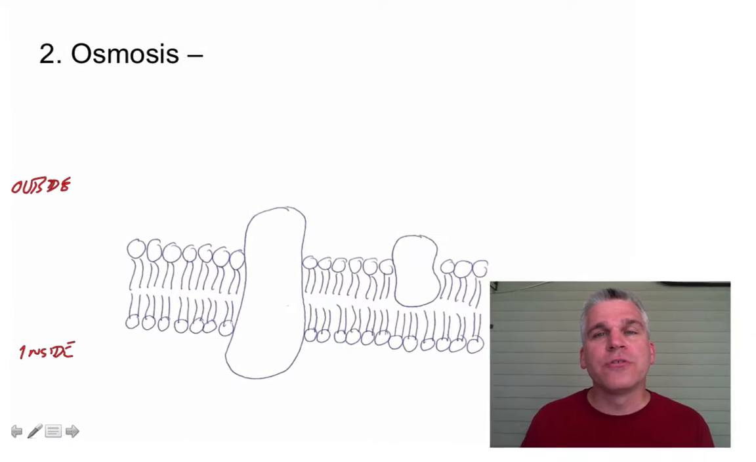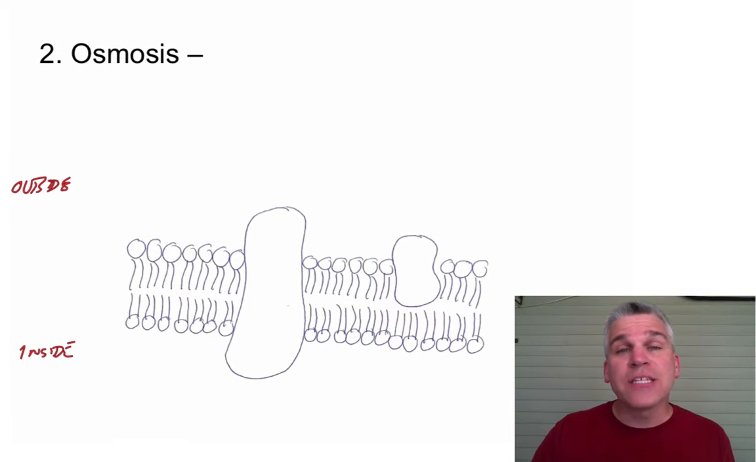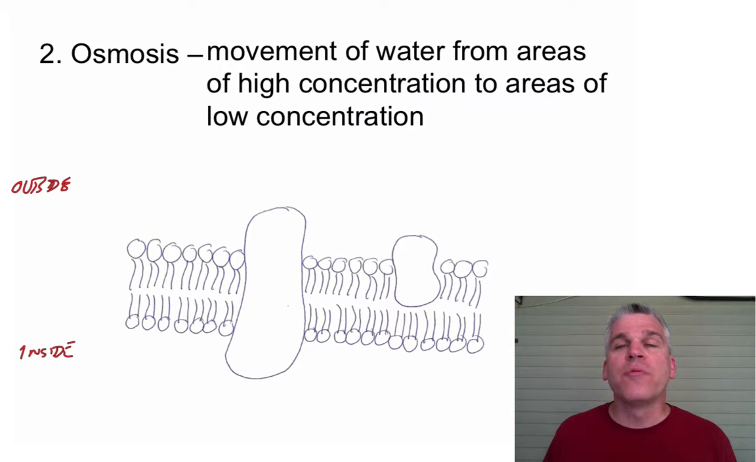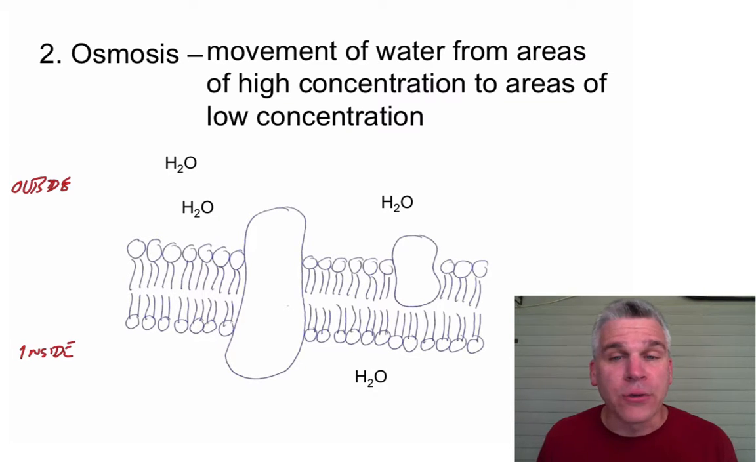Now, something similar to diffusion, in fact it's a type of diffusion, is osmosis. Osmosis is the movement of water from areas of high concentration to areas of low concentration. So notice we only had that slight difference. Diffusion, solids and gases. Osmosis is water. So let's draw some water molecules.